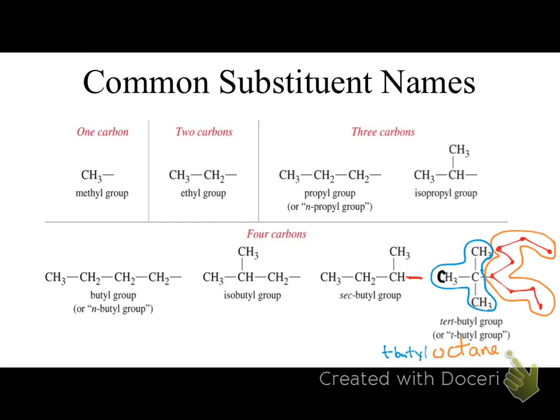What position? So now we have to go back to our structure and number our carbons to decide where our tert-butyl group was attached. So let's go through and say, okay, there's carbon 1, 2, 3, 4, 5, 6, 7, 8. So we would say it's at position 5, except what happens if I counted the other direction? 1, 2, 3, 4, 5, 6, 7, 8. Which way is the proper way to number? The lowest number possible, which means 4-T-butyl octane.